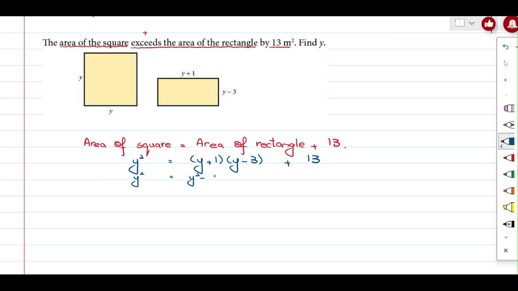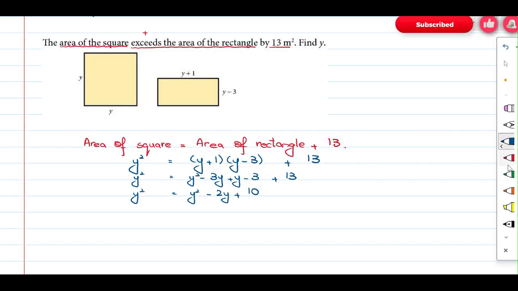y times y, y times minus 3, 1 times y, 1 times minus 3, and then plus 13. Okay, now here we have y squared equals y squared. Now minus 3y and plus y becomes minus 2y, and 13 take away 3 is just plus 10. Again, y squared and y squared on both sides are cancelled out. Here we have 0, and here we have minus 2y plus 10.